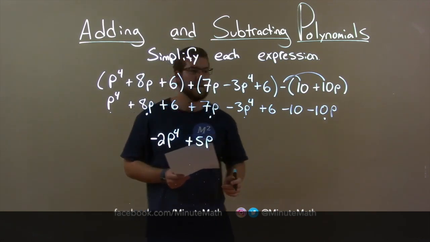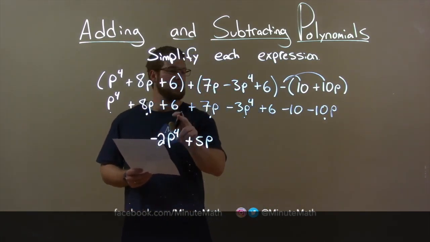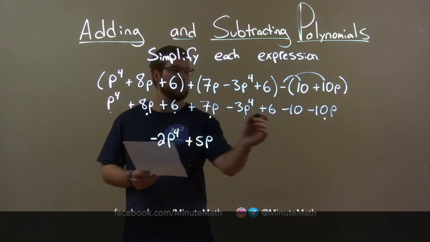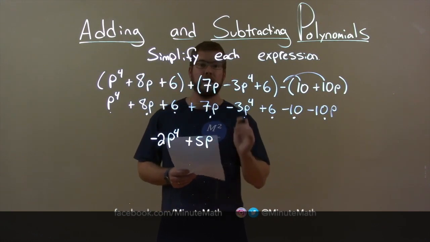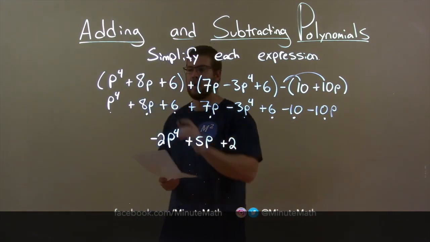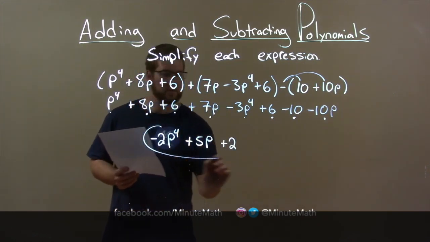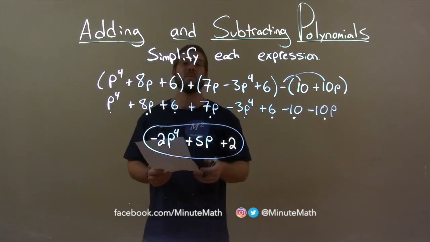All right? Now we have just our numbers here. Well, that's the last one's left. We have 6 plus a 6 is a 12, minus 10 is a 2. So we have positive 2. Everything came down, checked our dots. We're good. Our final answer here is just minus 2p to the 4th plus 5p plus 2.